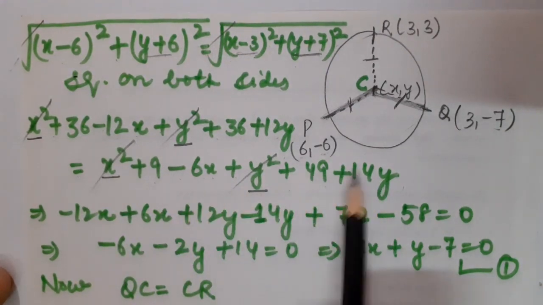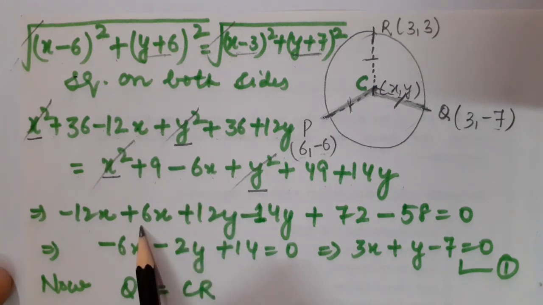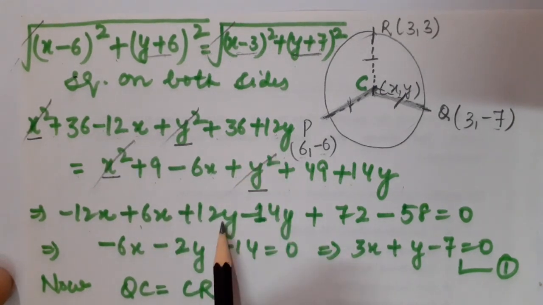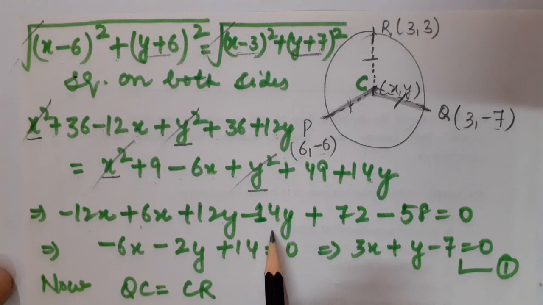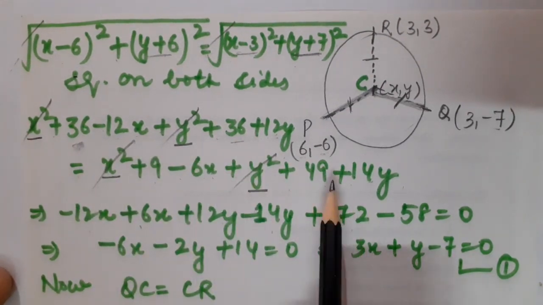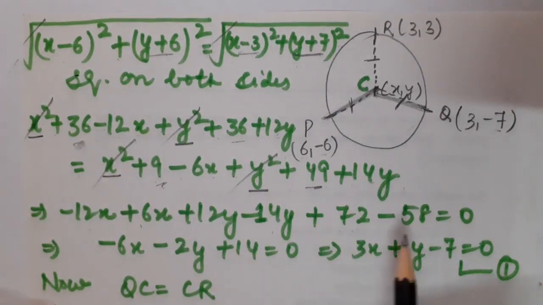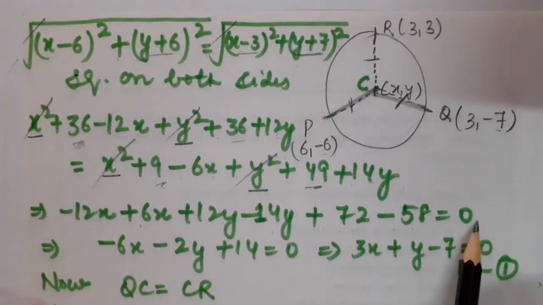I am bringing everything on the left hand side. This is minus 12x, this is plus 6x, plus 12y, minus 14y. 36 plus 36 will give you plus 72. And this 49 plus 9 will give you 58. Coming on the left hand side will be minus 58 is equal to 0.